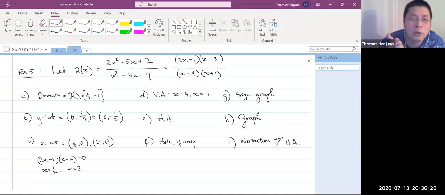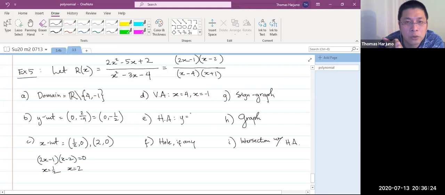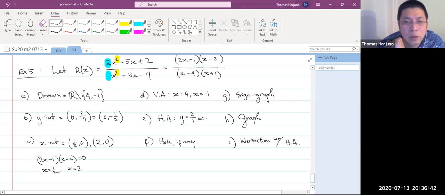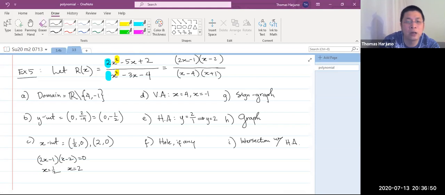Okay, now how about the horizontal asymptote? Horizontal asymptote, y = 2/1, because they have the same degree of 2, both of them. Once they have the same degree, we divide the leading coefficient over the leading coefficient. But make sure you write it as a horizontal line. Because there is no canceling here, we have no hole.